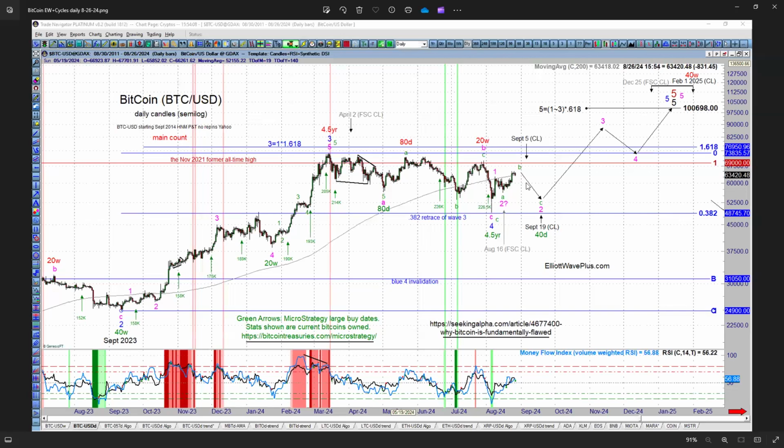I think pink wave 2 probably isn't quite finished yet. I think it will finish in approximately mid-September. That is based on Hurst cycle analysis. Notice also that the FSC cycle tool is bullish from August 16 all the way through December 2025. That's the FSC cycle tool.